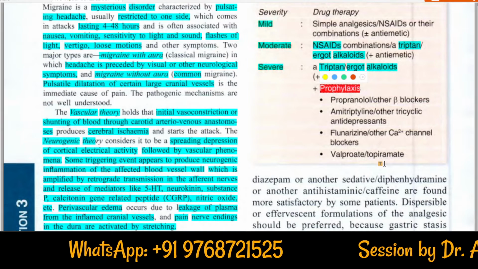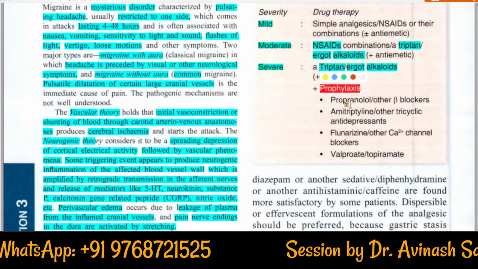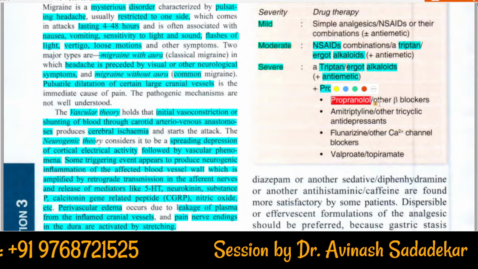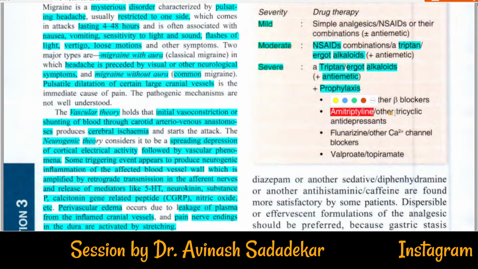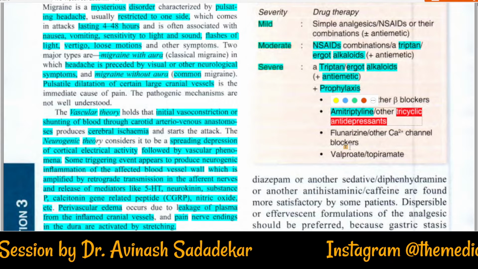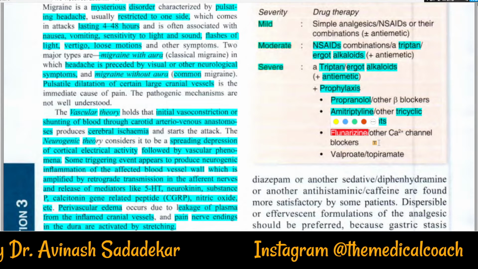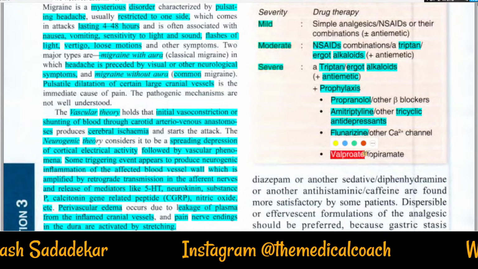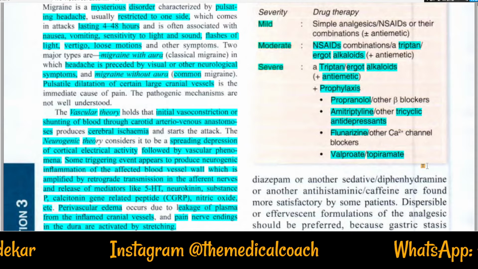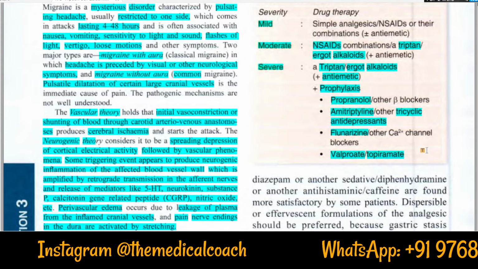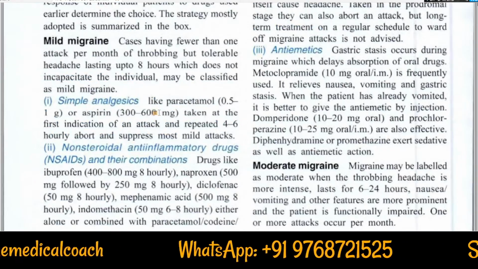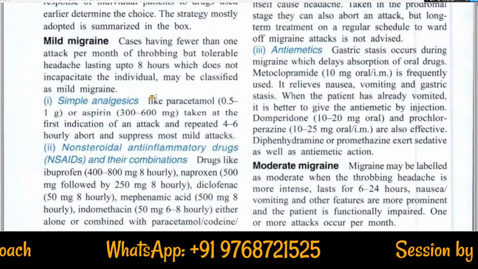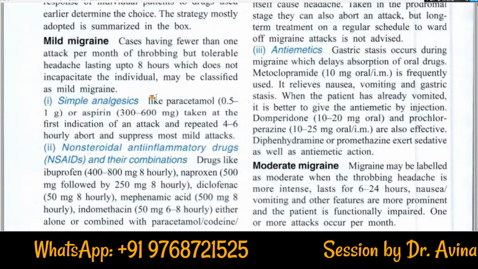Prophylaxis can be done by one of four drugs: propranolol or any other beta blocker, amitriptyline or any other tricyclic antidepressant, flunarizine or other calcium channel blockers, and valproate or topiramate, something like that. So this is the basic plan. Now as you go through this write-up, you will notice that more or less the same thing has been mentioned.